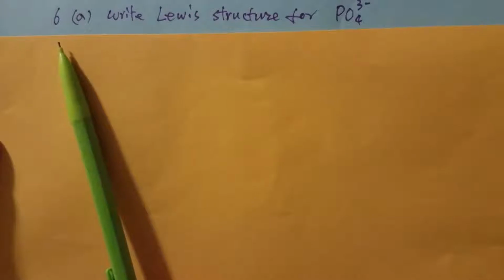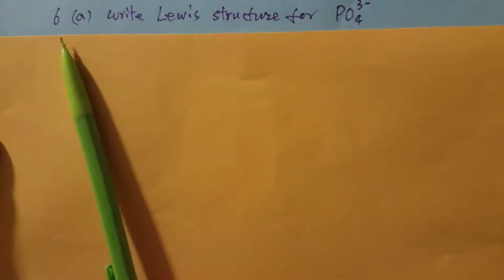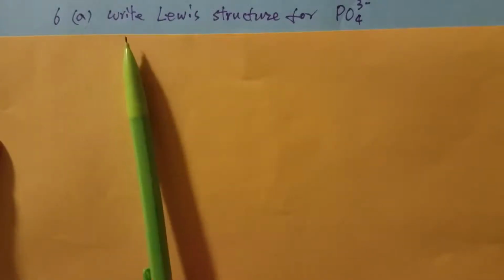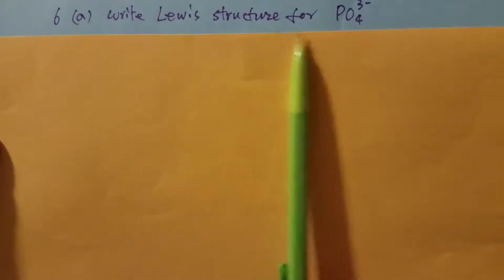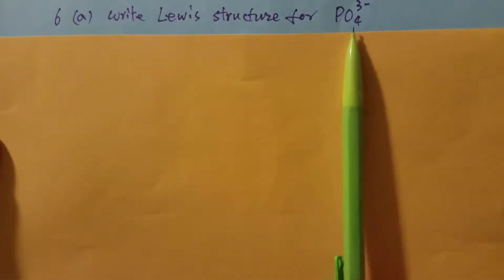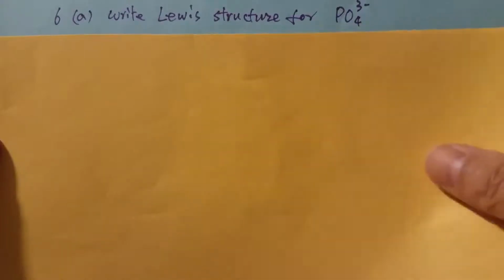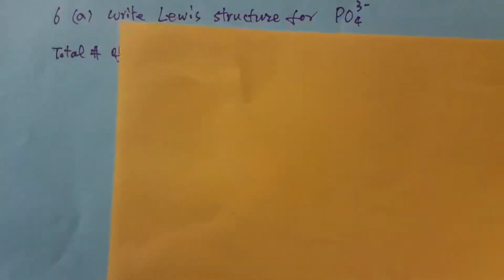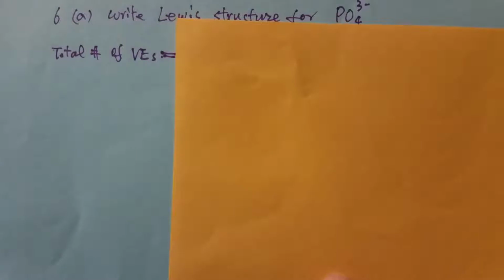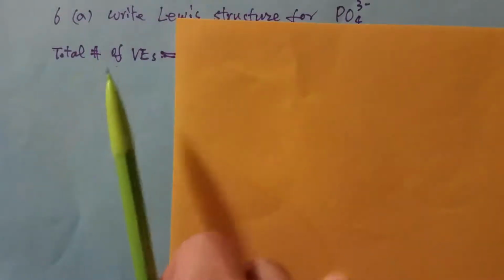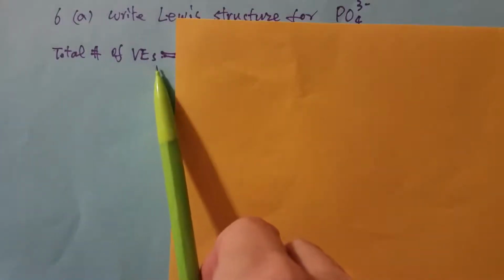Chapter 7, Lewis structures, homework question number 6A. Write the Lewis structure for the phosphate ion, PO4 3-. So first, again, let's find out the total number of valence electrons for this polyatomic ion.